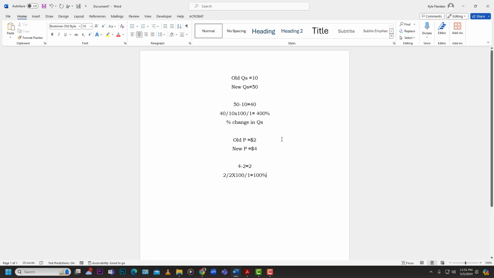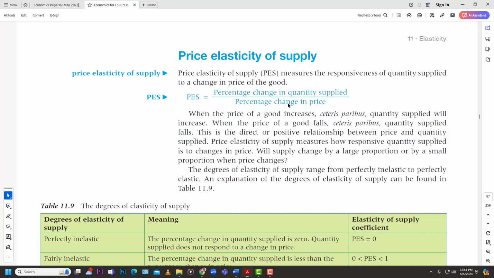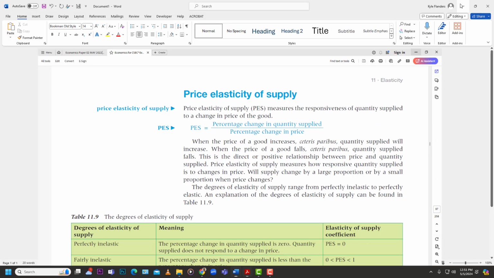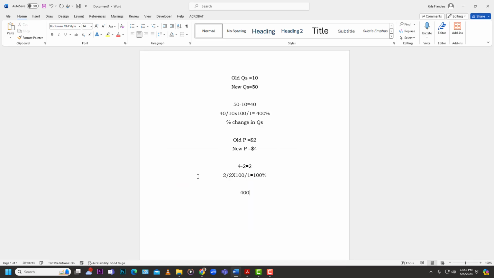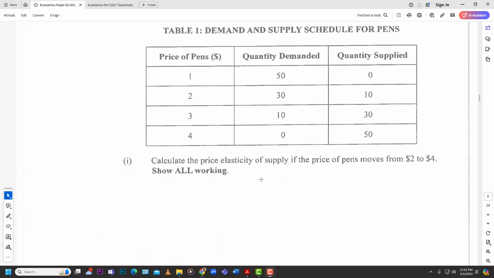So far we have what we need to plug into the equation now. We have the percentage change in quantity, that's 400%. Percentage change in price, that's 100%. So we have the 400 over the 100, and that equals 4. So the price elasticity of supply equals 4. And that's how we got the answer for that one. Alright, so next question.